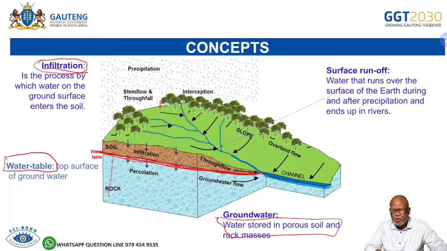Now we have what we call surface runoff. So what is surface runoff? Surface runoff simply refers to the flow of water on the earth surface. It is the flow of water on the earth surface.